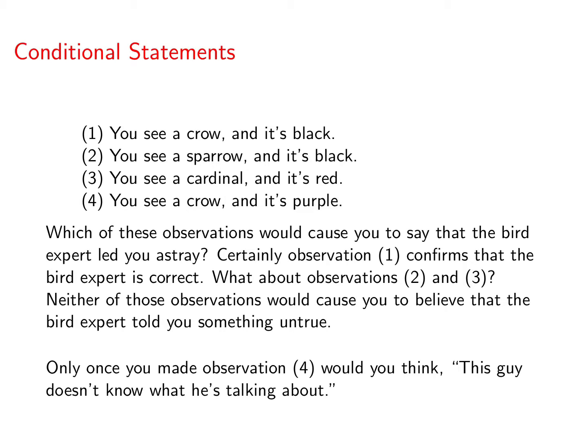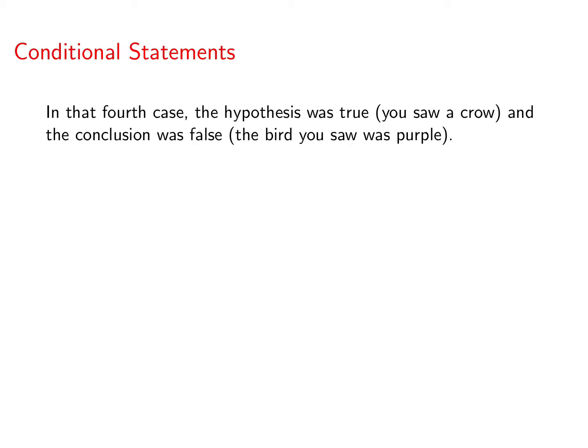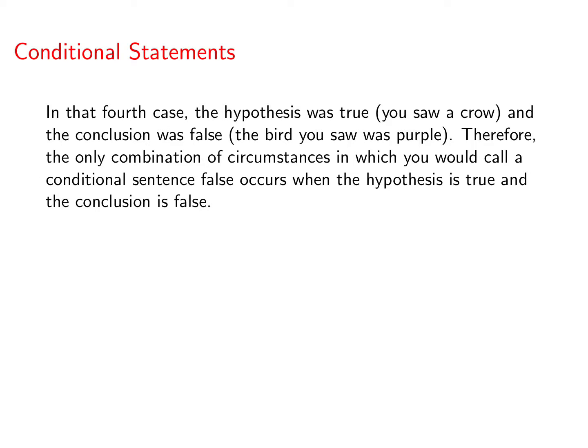What about if you had observation 4? You observe a crow, but it's purple. If you really saw that, then you would say, now wait a minute, this bird expert doesn't know what he's talking about. So in that 4th case, the hypothesis was true. You saw a crow. The conclusion was false. The bird you saw was purple. So what I can say is that the only combination of circumstances in which you would call a conditional sentence false is when the hypothesis is true and the conclusion is false. That's the only time.